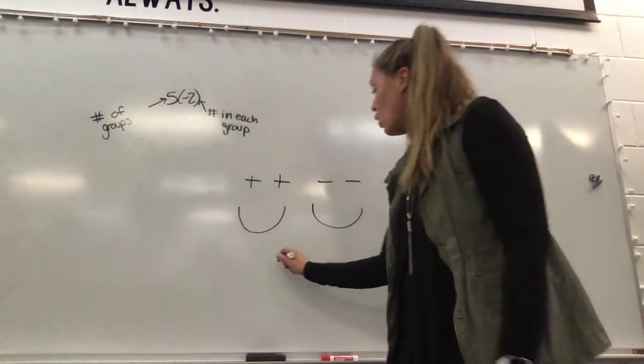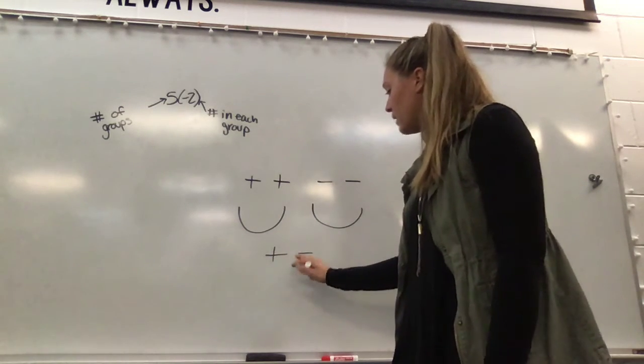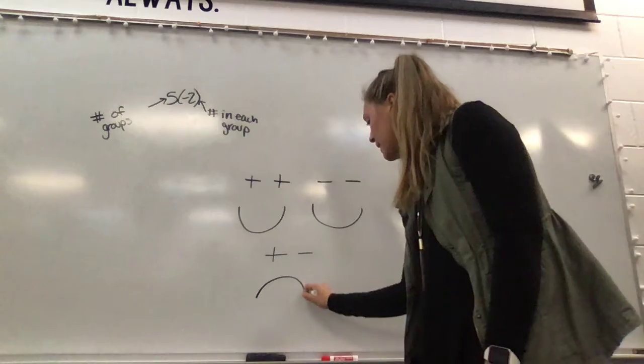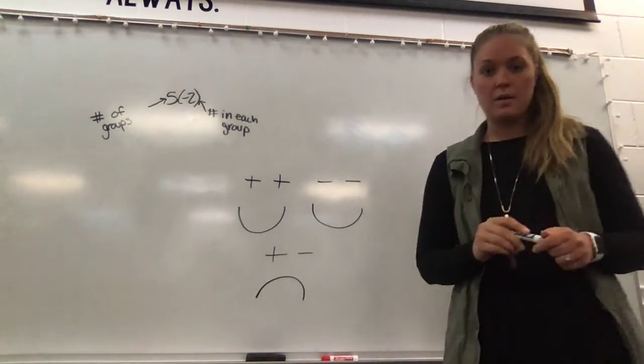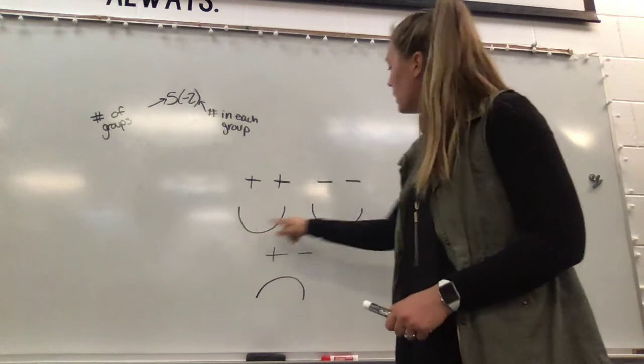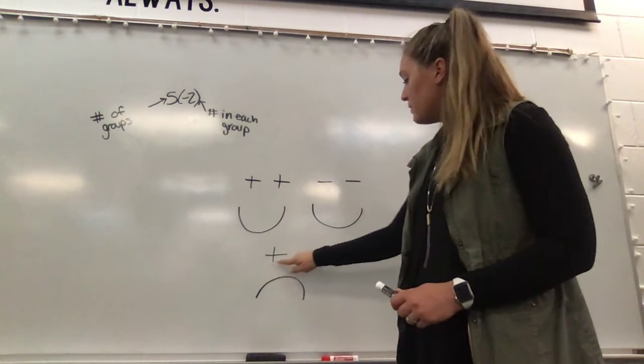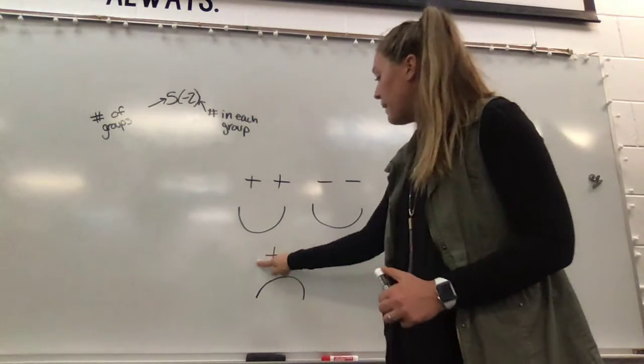If the eyes don't match, so if one's a positive and one's a negative, it's going to be a negative number. So 2 positives multiplied together is a positive number. 2 negatives multiplied together is a positive number. But a positive times a negative or a negative times a positive is a negative number.